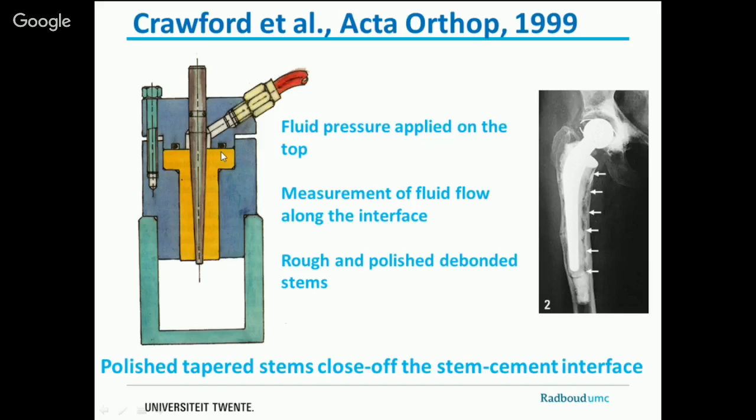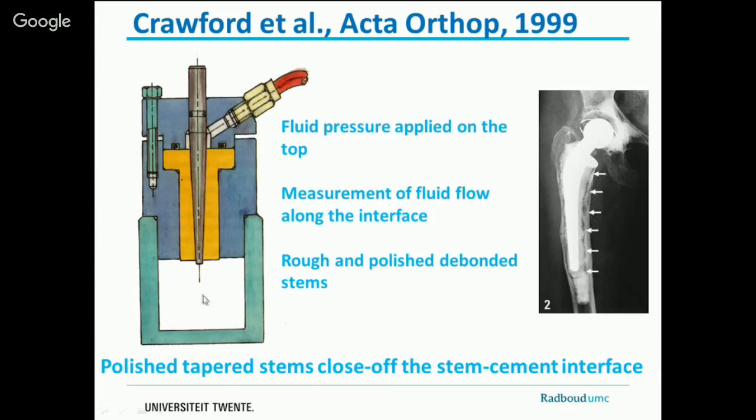In this study, the authors show that if you have a polished stem, this will not occur, because a polished stem in cement closes, it's a tight fit. You know, if you make it very rough, there is space between the implant and the cement, and there is going to be fluid flow, and the wear particles can travel all the way. And if then there is a cement fracture, they can travel to the bone, and then they lead to osteolysis locally. Okay, so polished tapers close off the stem-cement interface. It's like a stopper on a bottle, you know?